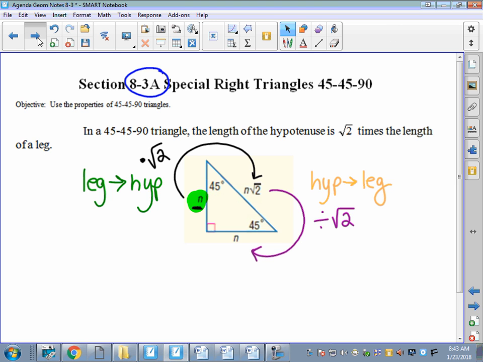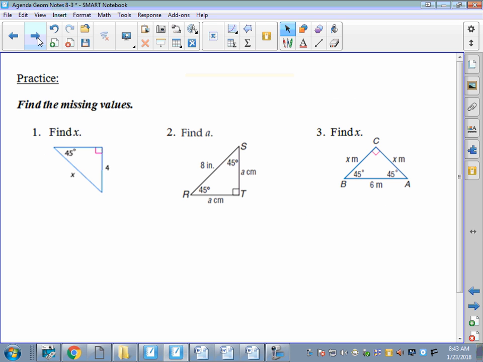All right, so let's do an example or two. That's really all it is, that shortcut. So number one's a really good example because we start with that 4. Notice it's got the right angle, it's got a 45 degrees, which means what does this other missing angle have to be? I've got myself a 45-45-90. So when we're looking at this, we're looking at the angles to decide if we can use a shortcut for the legs. So this 4, is this a leg or a hypotenuse?